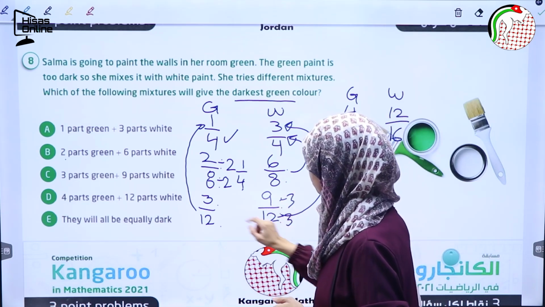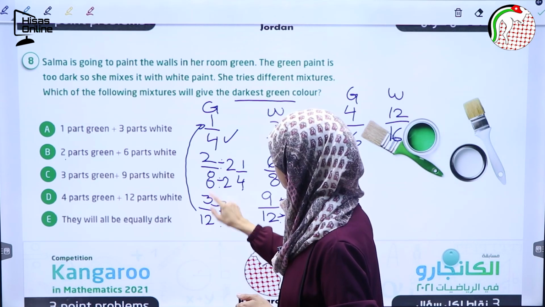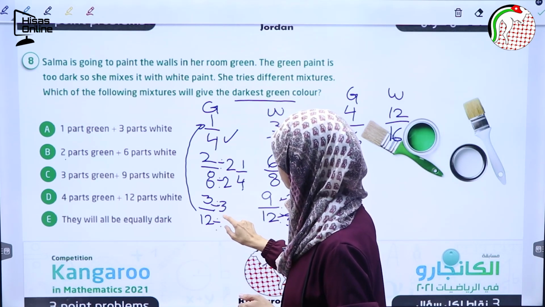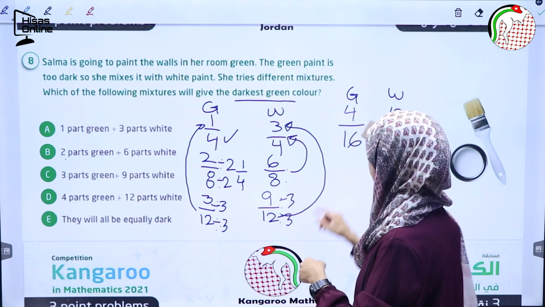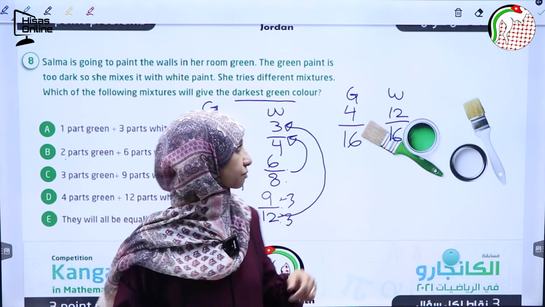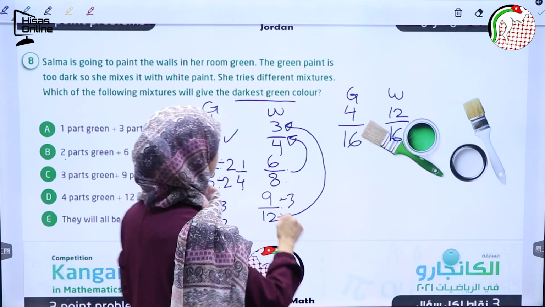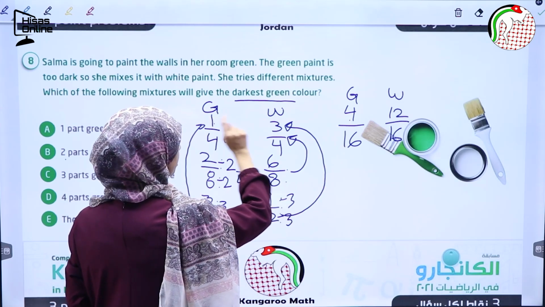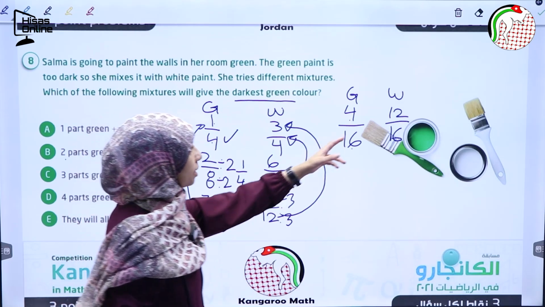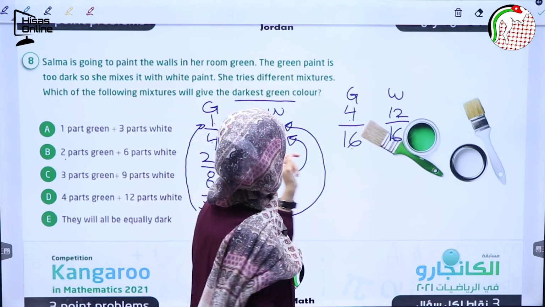Divide by 3. Here, divide by 3, you will have 1. Divide by 3, you will have 4. And the last option, which is 4/16. Divide by 4, 1. Divide by 4, 4. Divide by 4, 3. Divide by 4, 4.